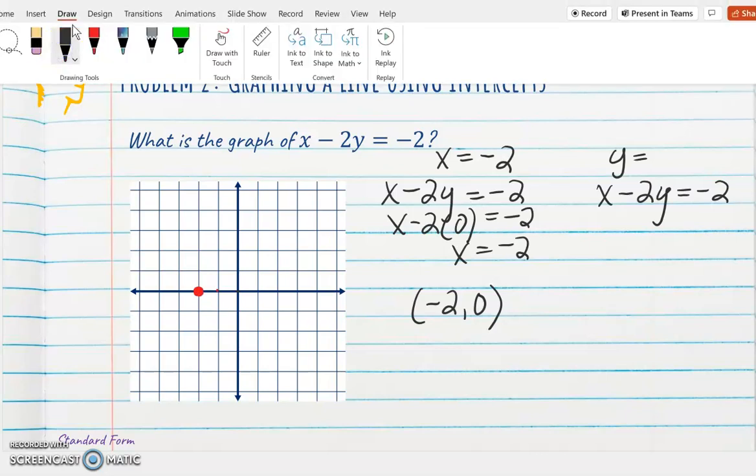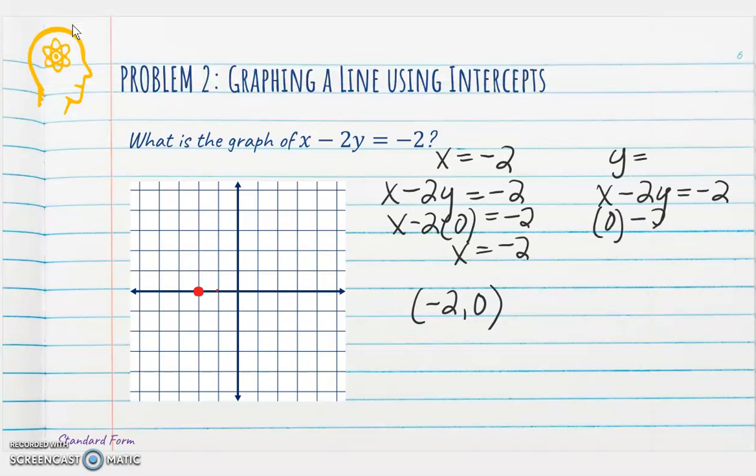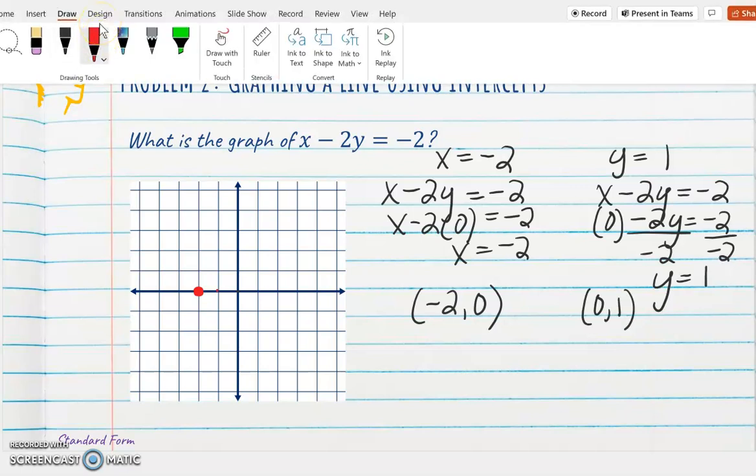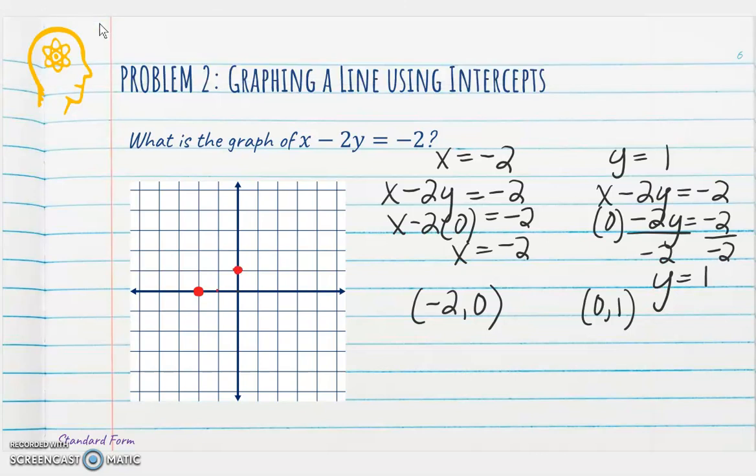Now let's solve for the y-intercept. So we're going to make x 0. Then that leaves us with just the y. We have to divide that by -2. y equals 1. Okay, so this means that when x is 0, y is 1. Let's go ahead and graph that. We're going to go to 0 and then up 1. And there we go.